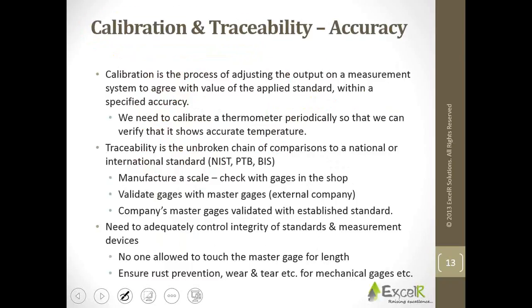Then comes calibration and traceability, which is related to accuracy. Calibration is a process of adjusting the output on a measurement system. You adjust the output of the measurement system. If I'm taking height, adjust the height, the value that comes up. But that value should be agreeable with the applied standard.